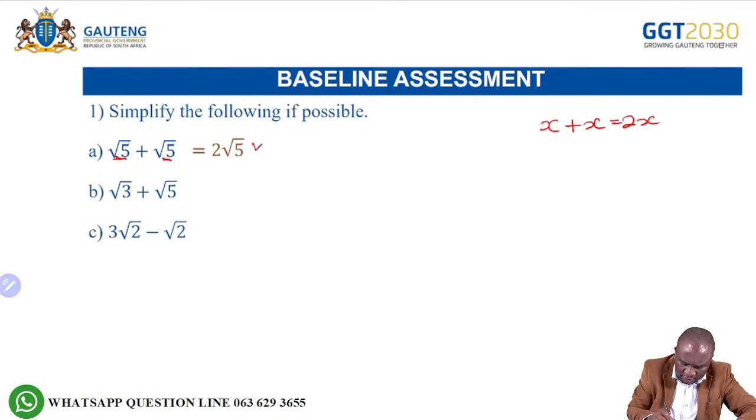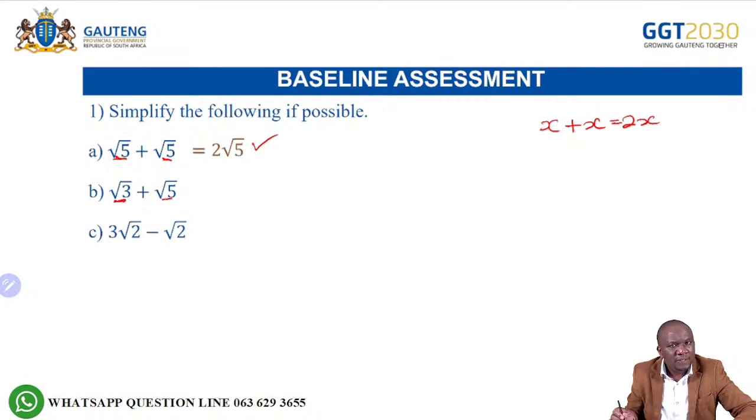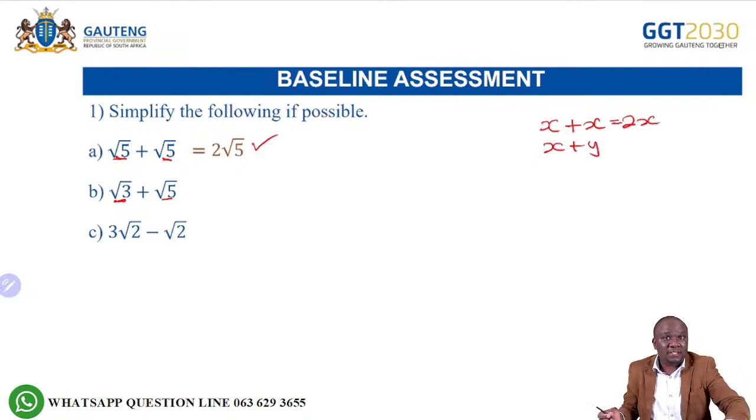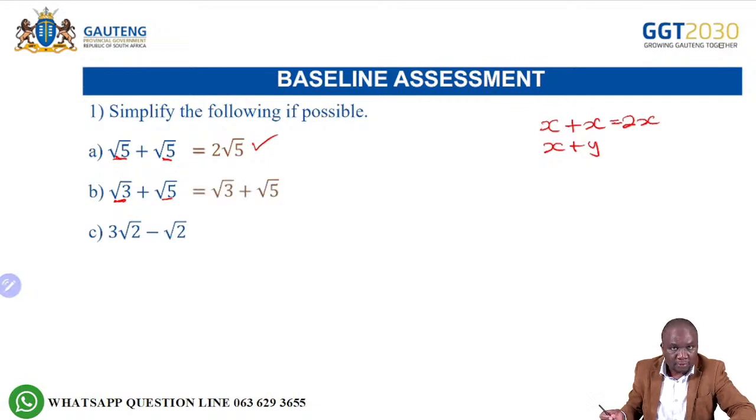Okay? Right. And then square root of 3 plus square root of 5. These are unlike terms, like when we say x plus y. X plus y is x plus y. So we leave it as it is. So it's still square root of 3 plus the square root of 5.